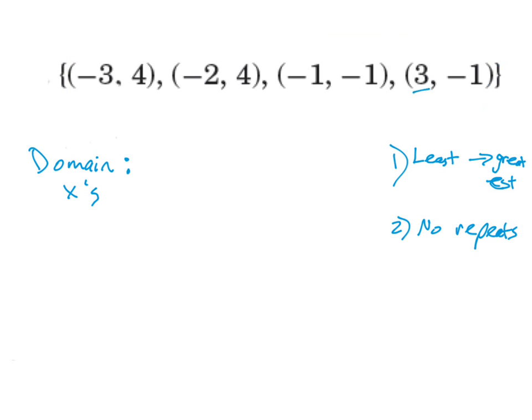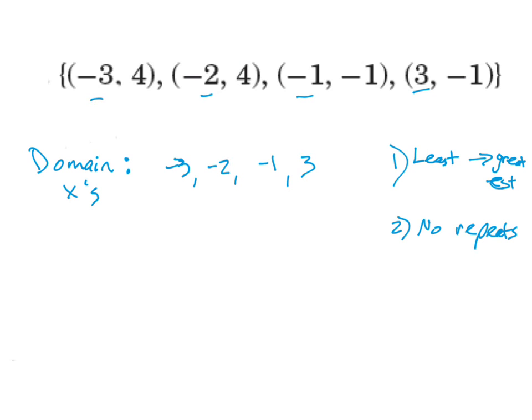I'm going to write the lowest x value, which is -3. And then it's -2. And then -1. And then 3. And you may have noticed I put these in least to greatest, but they also showed up least to greatest here. And I need to look through and see if I have any repeats, because you can't have any repeats, and there aren't any. So that's my domain.